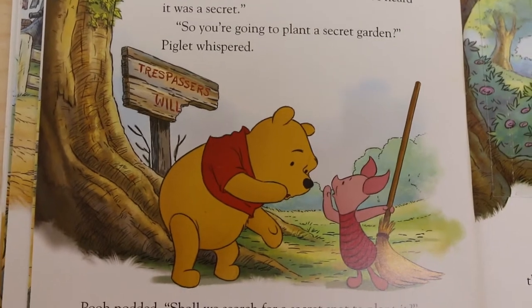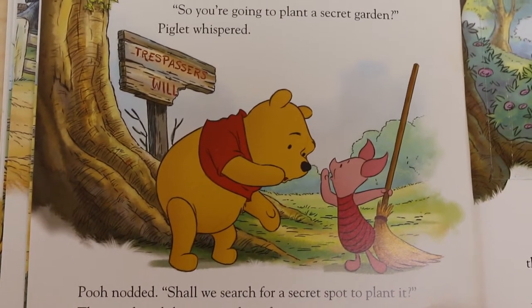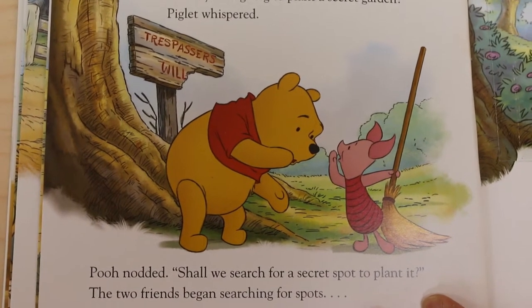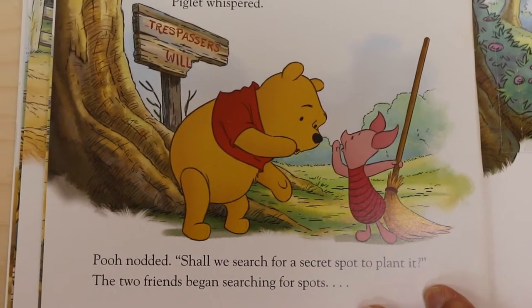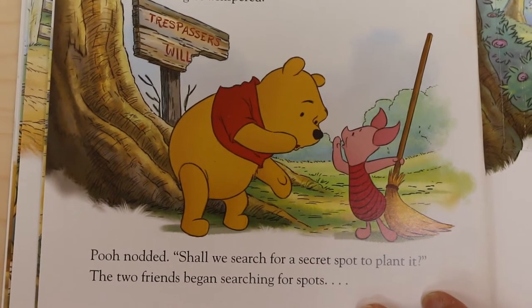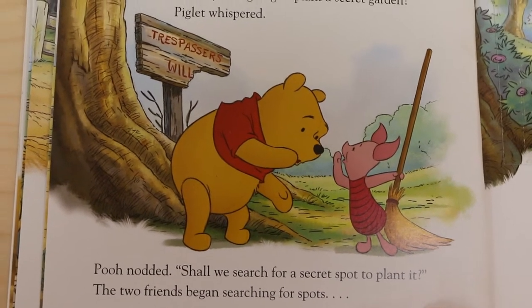You're looking thoughtful today, Pooh, Piglet said. I've just learned that bees need gardens to make honey. Pooh leaned closer, and I heard it was a secret. So you're going to plant a secret garden, Piglet whispered. Pooh nodded. Shall we search for a secret spot to plant it?